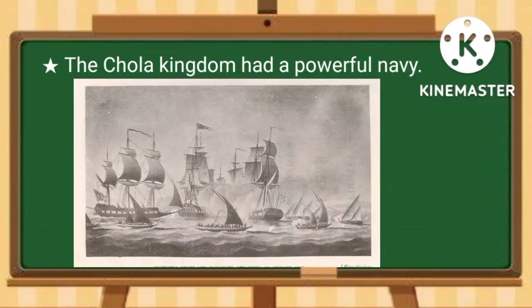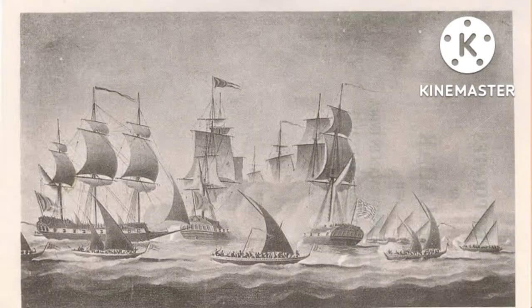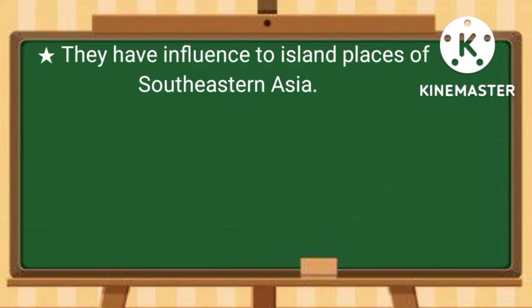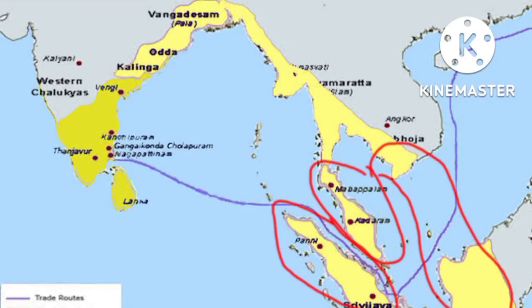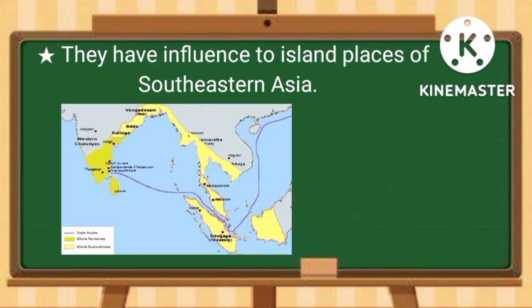He is one of the prominent Chola rulers, and the Chola kingdom had a very powerful navy, and they had influence over other island places in the Asian continent like Malaysia, Indonesia and the southeastern part of Asia. Our Chola rulers had influence over that area too. How could they do that? Because they had a powerful navy.